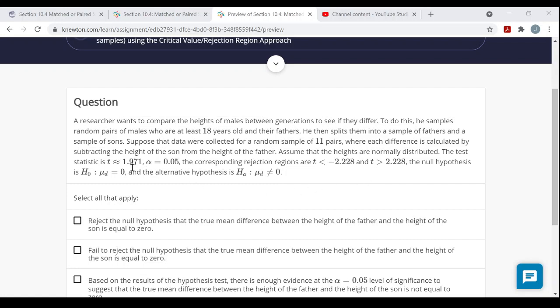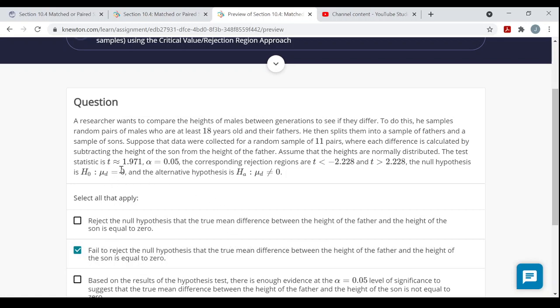Now, look at our test statistic, 1.971. Does that fall in either rejection region? 1.971 is not less than negative 2.28, that left tail region, and it's not greater than positive 2.28, so it's in neither of these. So our test statistic is not in a rejection region. So we fail to reject the null hypothesis.